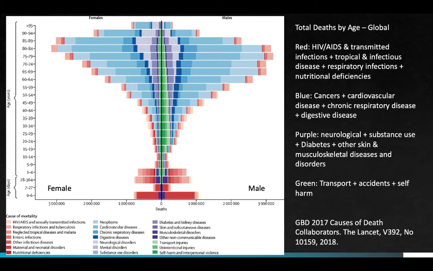There are a lot of different causes of death represented here, so I broke them out into 4 colors with basic explanations. These are listed on the right, but in a broad sense, the red colors are infectious disease and a range of preventable causes of death that are more common in poor countries. The blue colors are cancers, cardiovascular disease, and other diseases that predominantly affect people in older age groups. Purple are neurological diseases, such as stroke, plus substance use, diabetes, and skin and musculoskeletal diseases or disorders. Lastly, green includes transport accidents and self-harm.